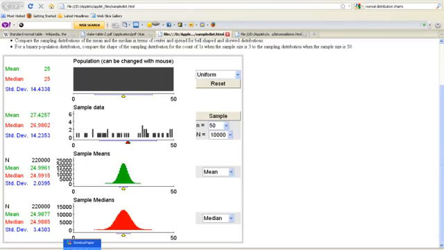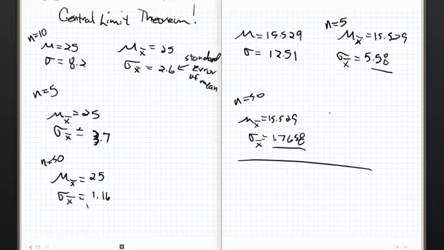Now, let's go ahead and go back here and start defining what's really going on.